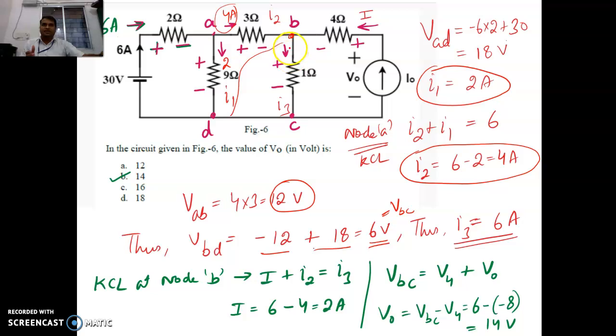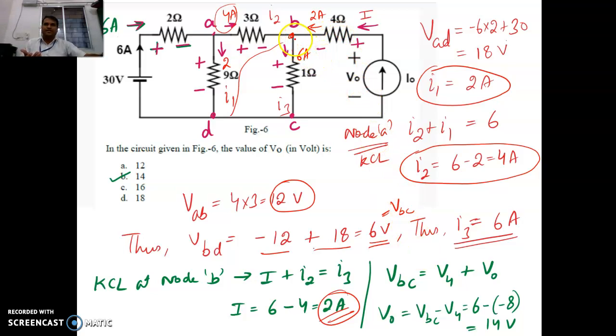Now I3: if I know the voltage between these, I can get the current, which is 6 divided by 1, that is 6 ampere. So 6 ampere is going down, and 2 ampere is coming like this. Obviously this current is 2 amperes. If this current is 2 amperes coming in, then this 2 amperes is also flowing through the 4 ohm resistor.